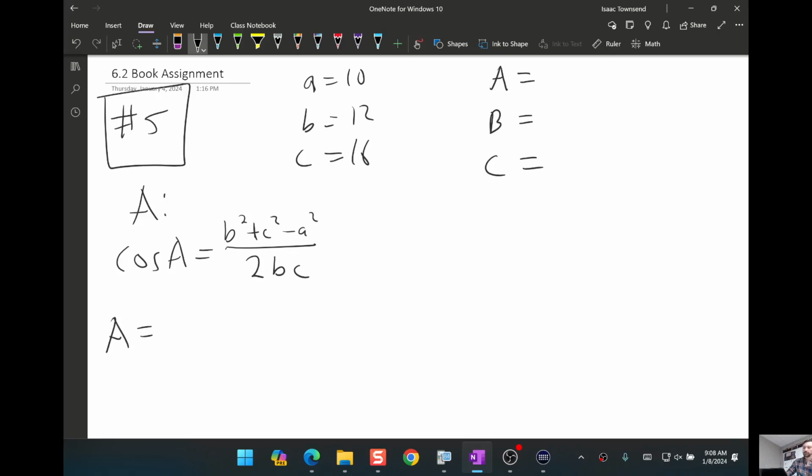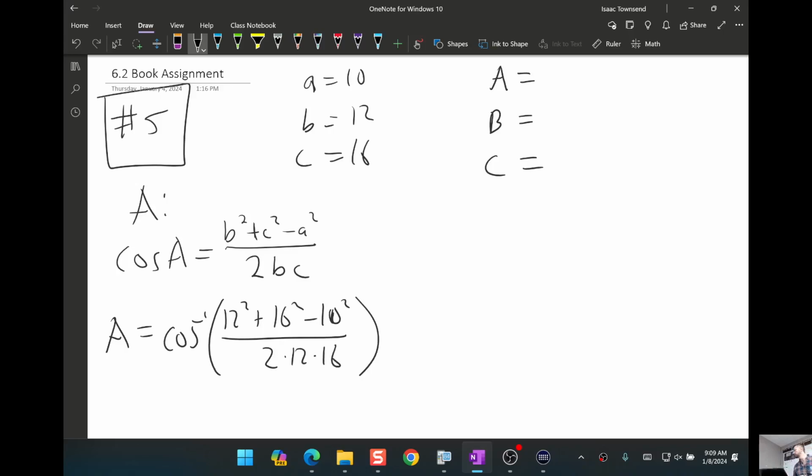So what I would put in my calculator and the work I would expect to see on your paper is A is coming from inverse cosine of 12 squared plus 16 squared minus 10 squared all over 2 times 12 times 16. Once again, this has to be put in the calculator correctly with parentheses or as a fraction. Otherwise, it is going to do order of operations in an order different than what you intend for it to. And again, that is a very common mistake here at the first. That's why I'm trying to bug you so much about it.